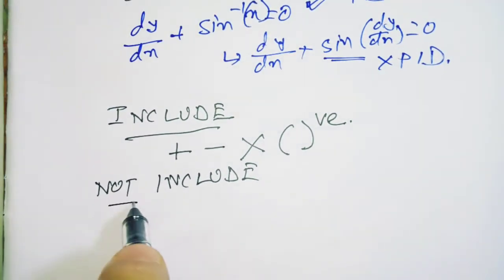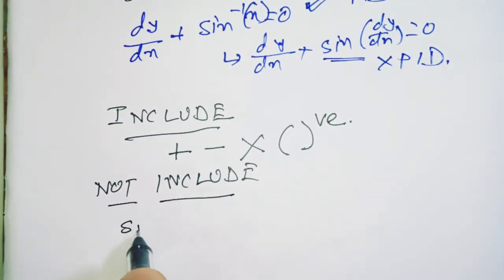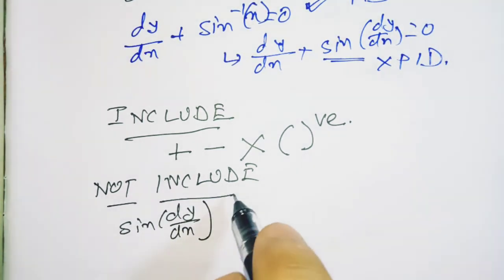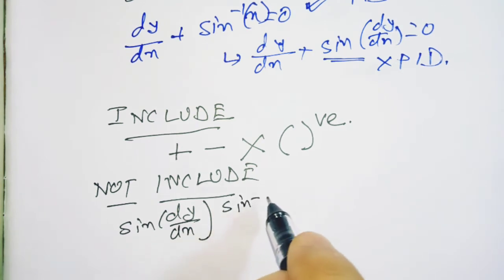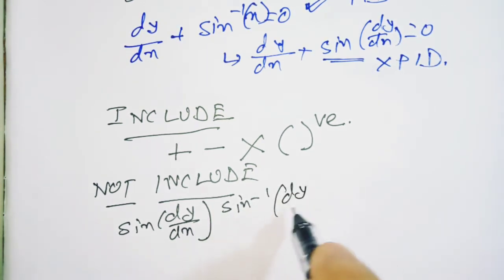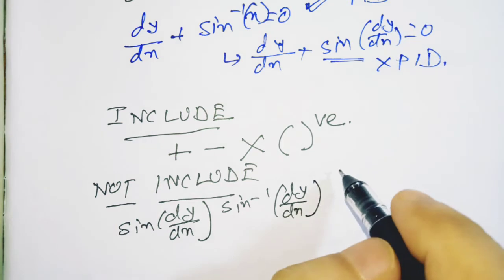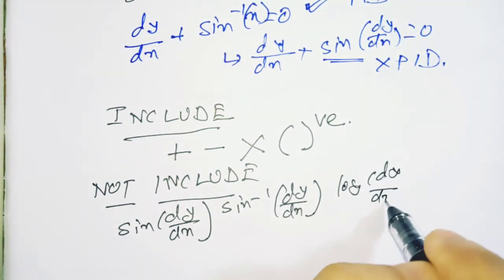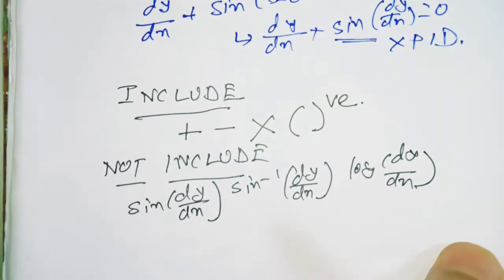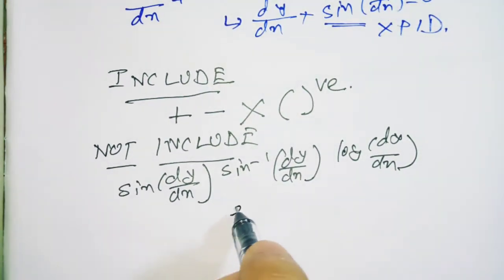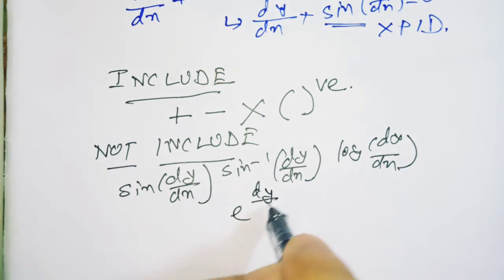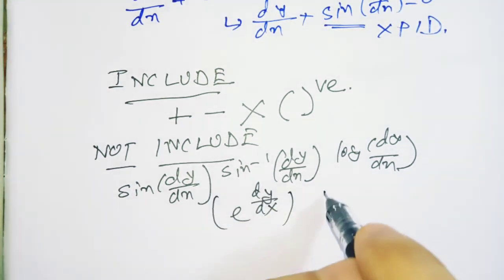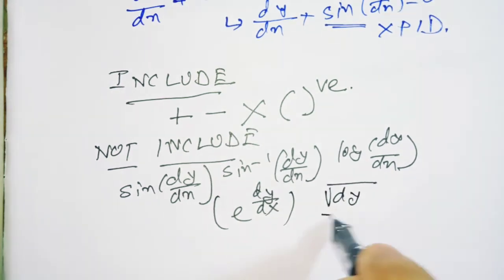So it would not include things like sine of dy by dx, it would not include sine inverse of dy by dx, it won't include log of dy by dx, right? It would also not include exponential of dy by dx, and it would also not include root of dy by dx.